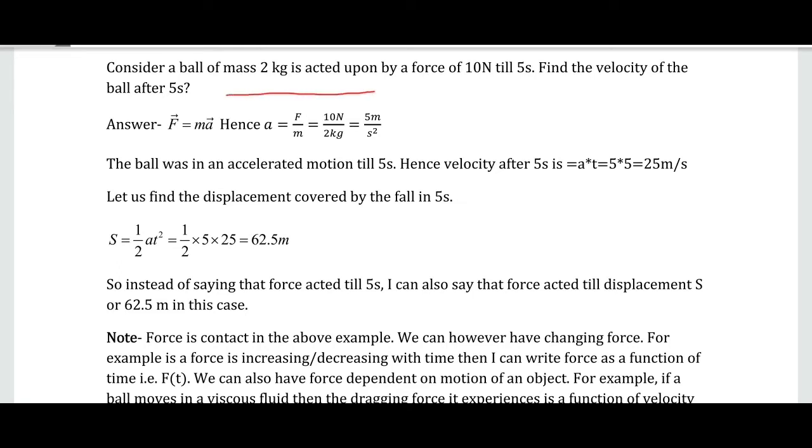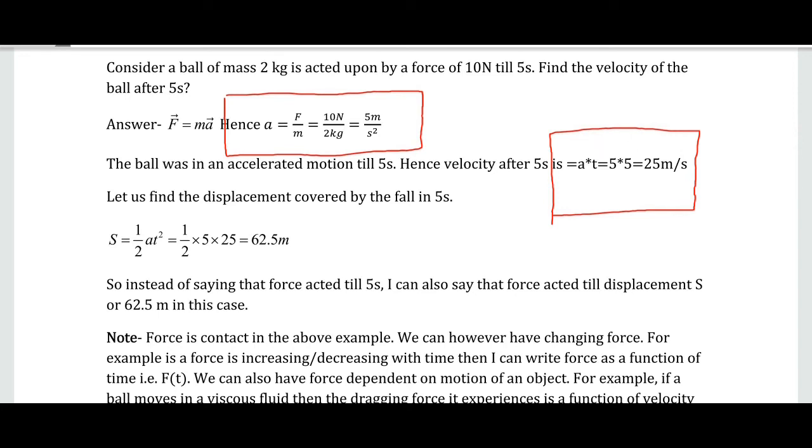First we have calculated the acceleration. It's very easily done. Force divided by mass gives me the acceleration. Once you have the acceleration, you can calculate the velocity by the formula acceleration into time. Yeah, it's very easy. So the velocity that the ball attains after 5 seconds is 25 meters per second.